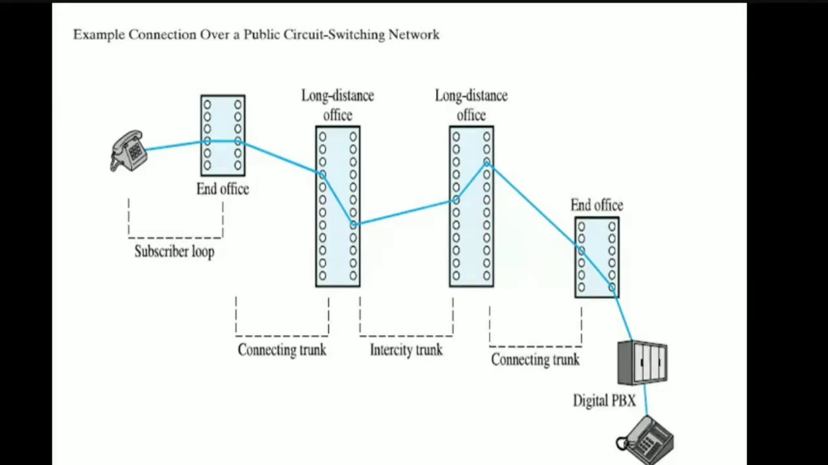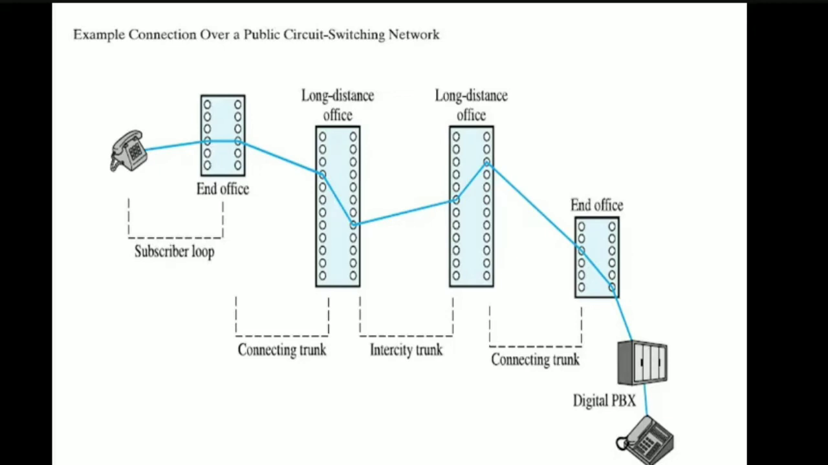So these are all the different types of examples of circuit switching network. What does this circuit switching network consist of? It consists of the subscriber, that is the telephone device attached to the network. Here the subscriber means the telephone.